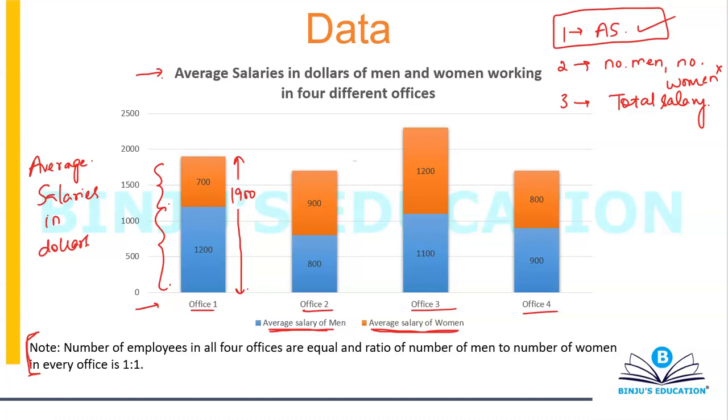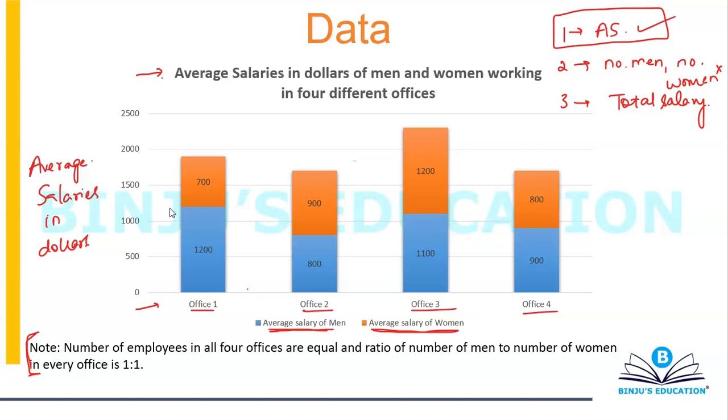Now if the ratio of the number of men to the number of women is 1:1, then I can calculate the average of the entire office, because the ratio is given to me. So I can consider the number of men and women working in any office to be X and X, or A and A, P and P, whatever I wish. And also I can compare the average salary of the entire office between any two offices.